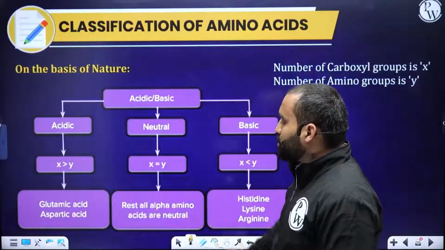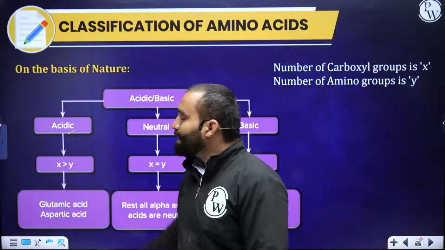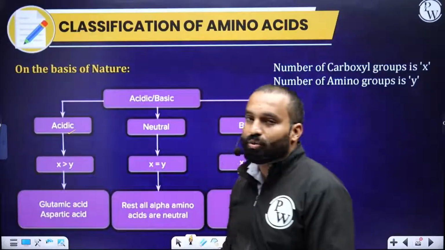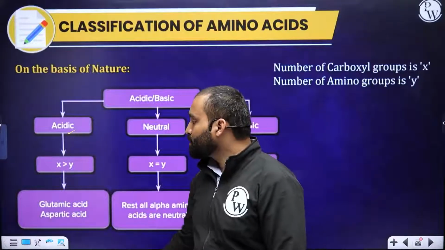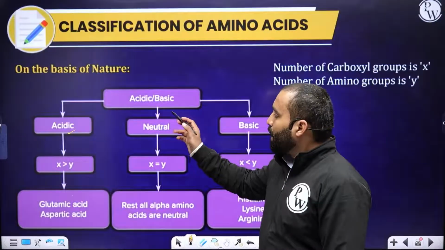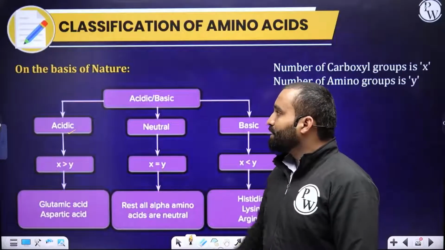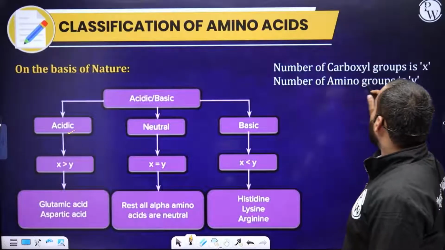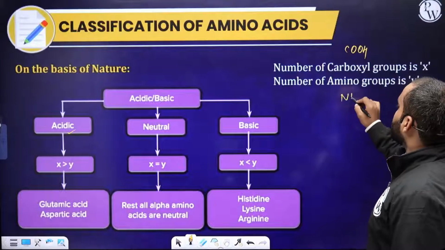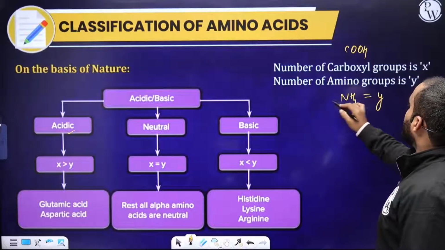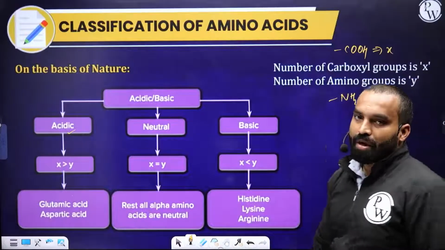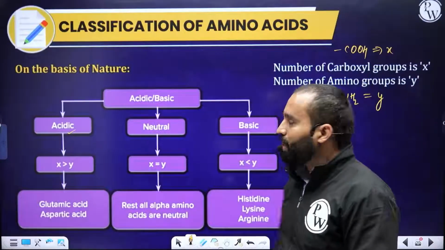So I have just told you, if the number of acidic sites, what are those? COOH. If they are more than NH2, then it will act as an acidic amino acid. To name a few, glutamic acid and aspartic acid. And if it is neutral, X and Y are the same. What is X? The number of carboxylic groups, COOH. The NH2 represents the Y group and this group represents X. If X and Y are the same, then it's a neutral amino acid.